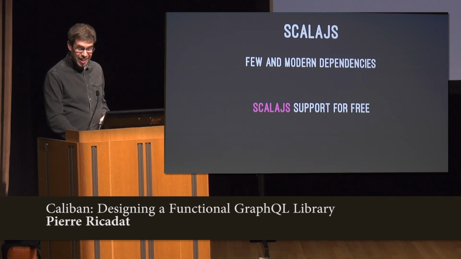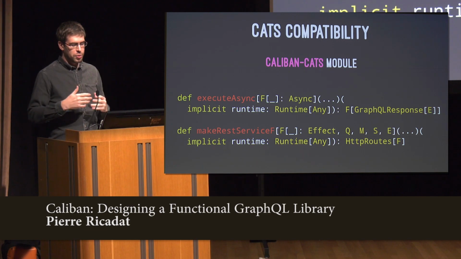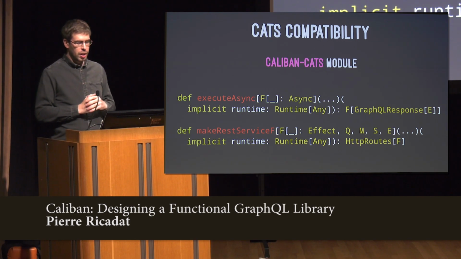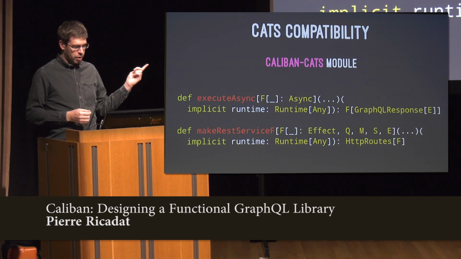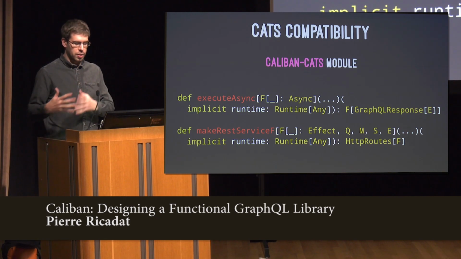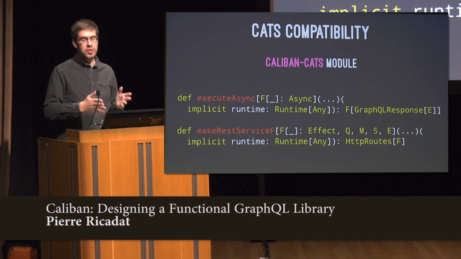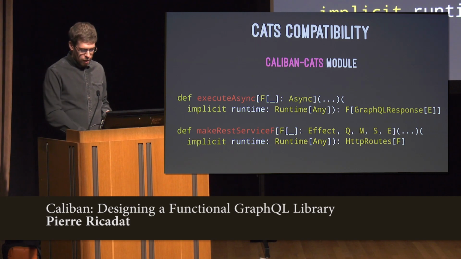What if you really like cats? Then there is also a Caliban cats module, and you can use variants of the execute function using F instead of Zio directly. And there is also a version of this to get an HTTP route of F instead of an HTTP route of Zio. So it means that you can use that with Cats IO or Monix if you want to.